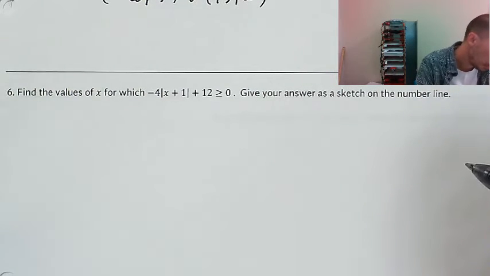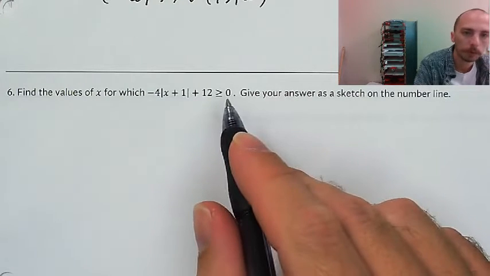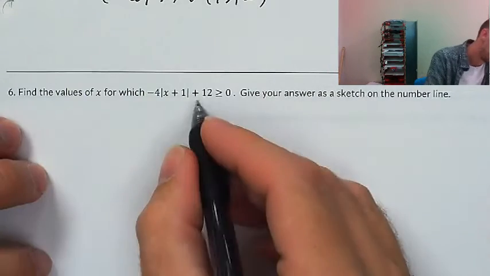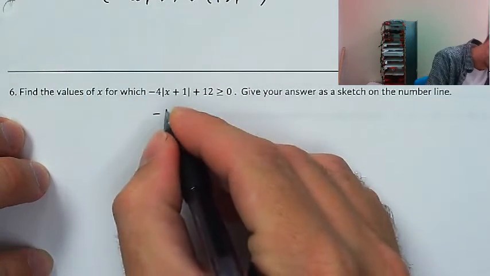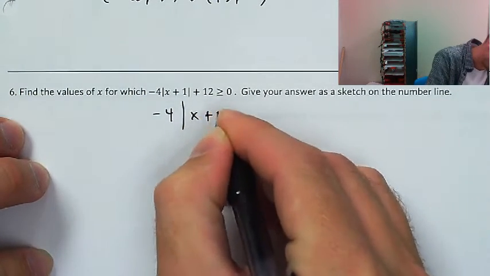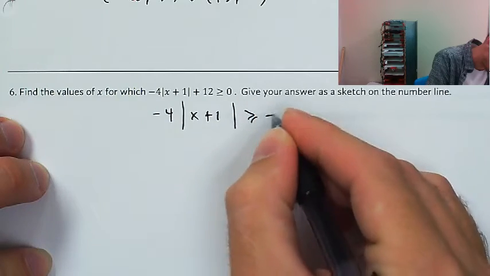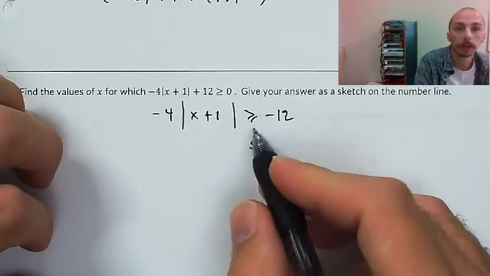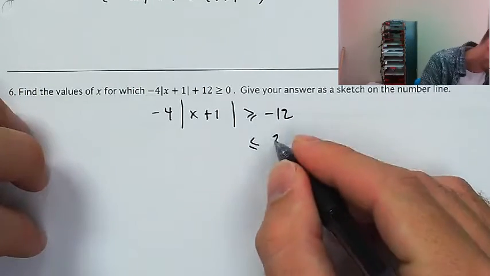Now here's another one. We're going to find the values of x for which this inequality is true, and we're going to give our answer as a sketch on the number line. So I'm going to subtract 12 and divide by negative 4. You want to divide both sides of an inequality by a negative number. It reverses the direction of the inequality.